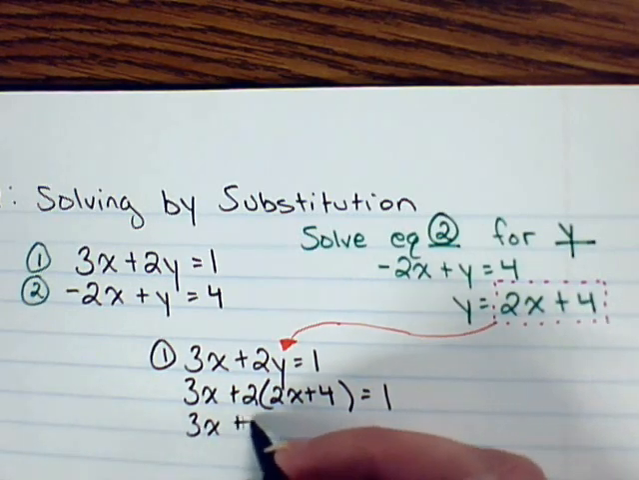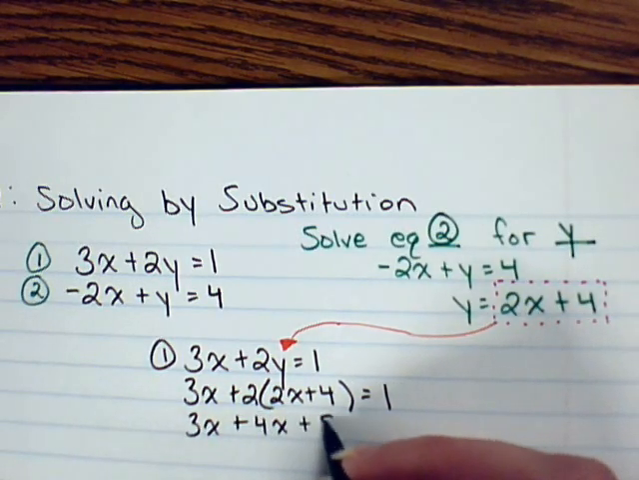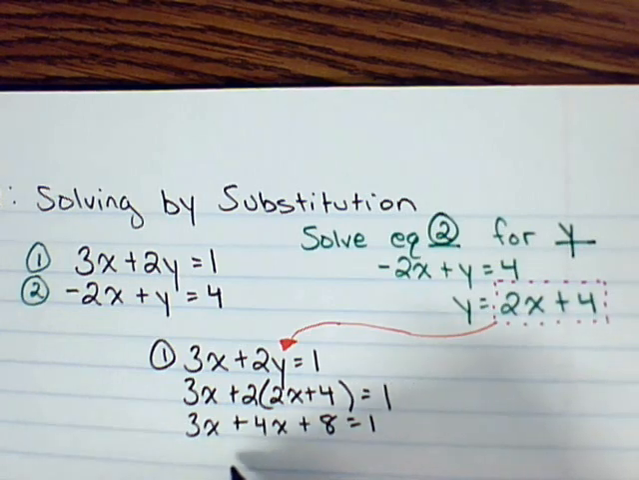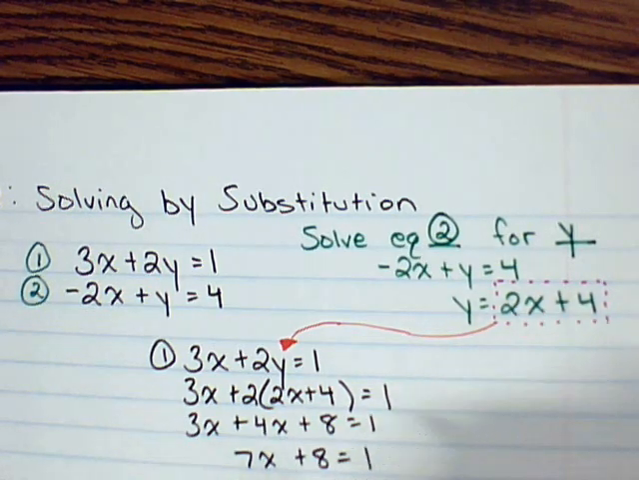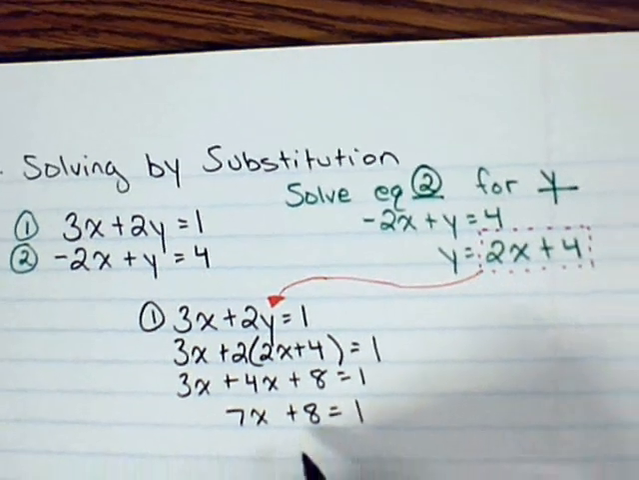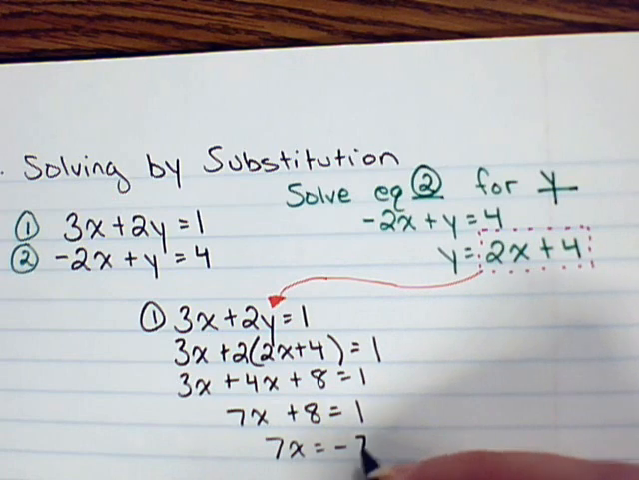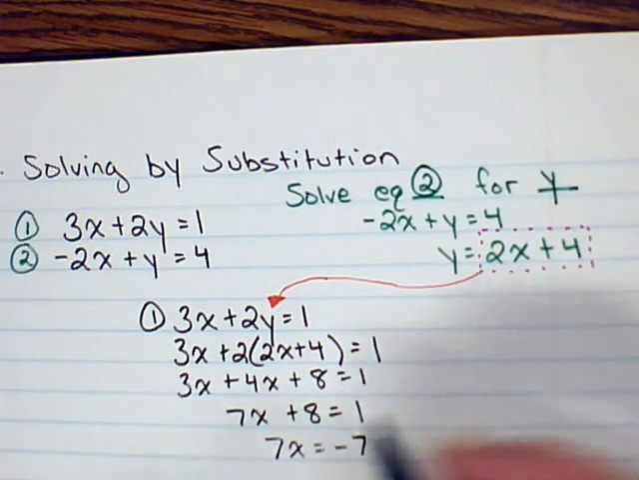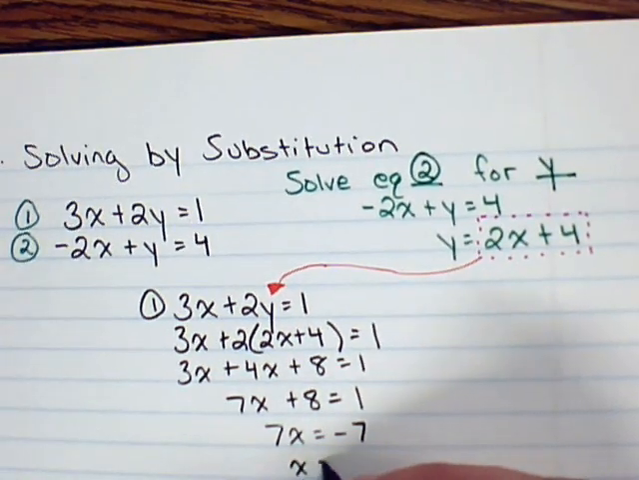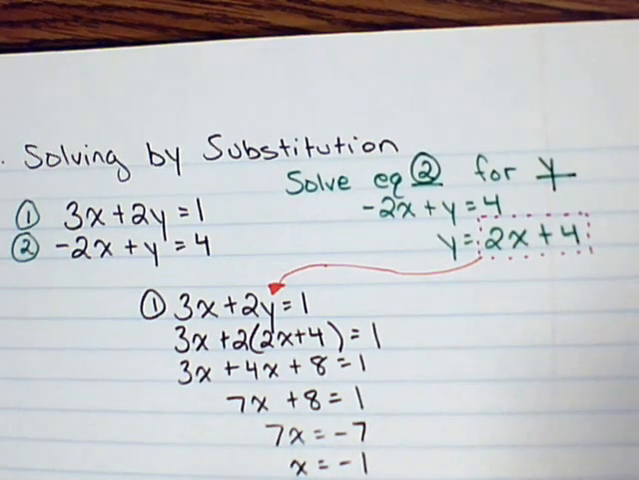We distribute, combine like terms, subtract 8 from both sides, and then divide by the coefficient of x. So I now have x.